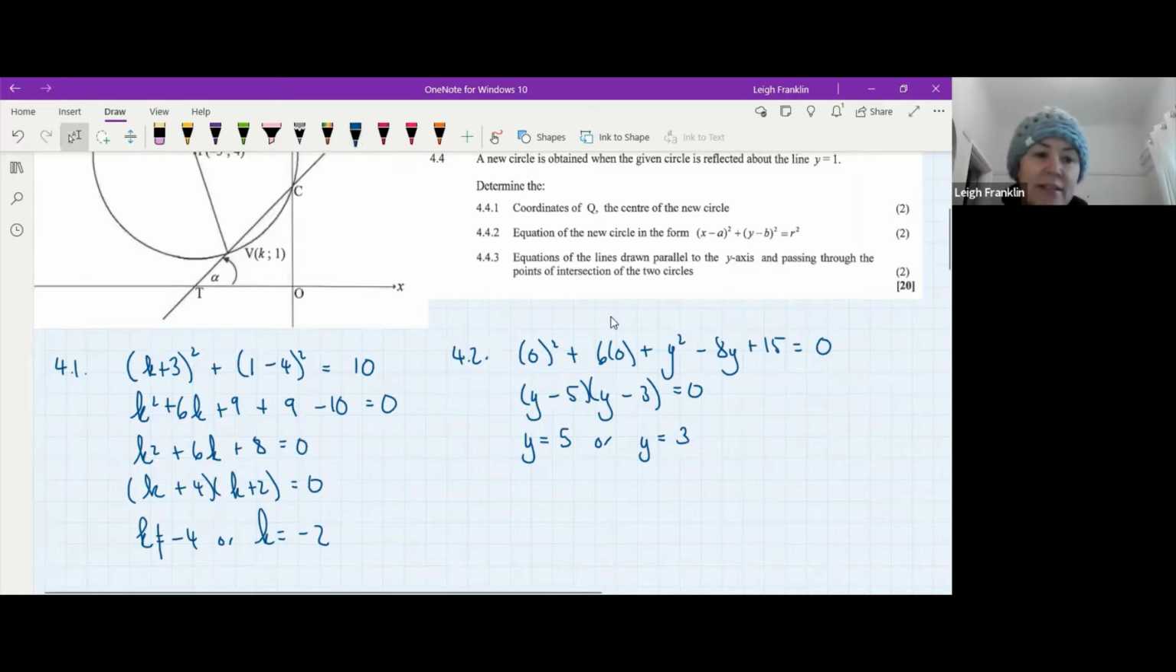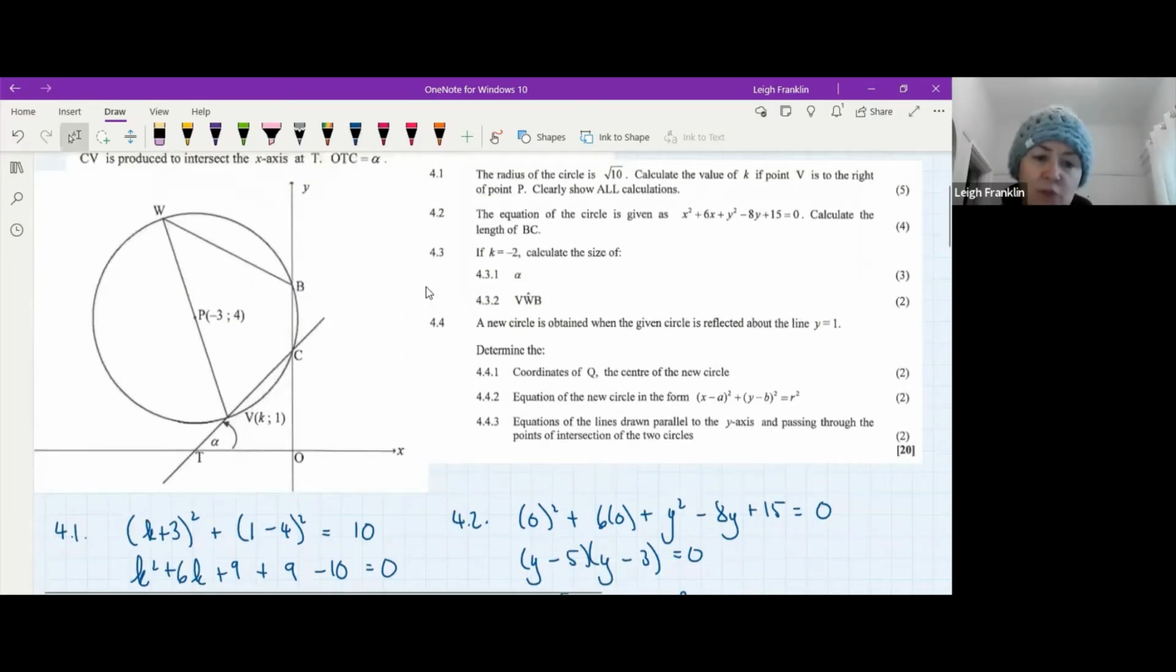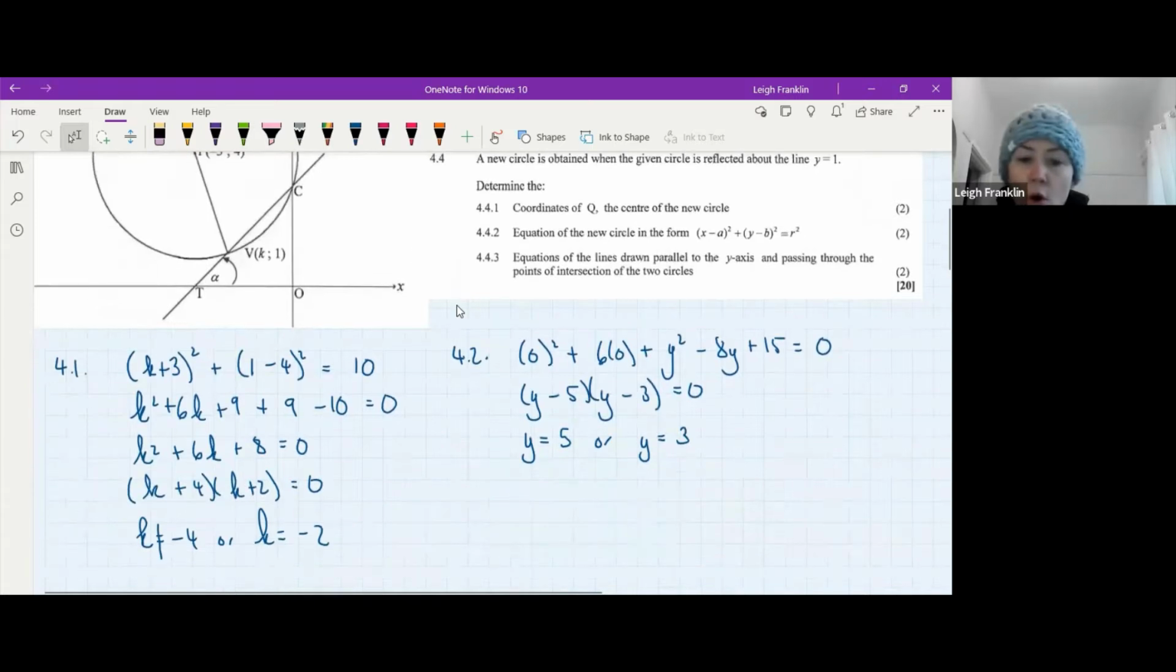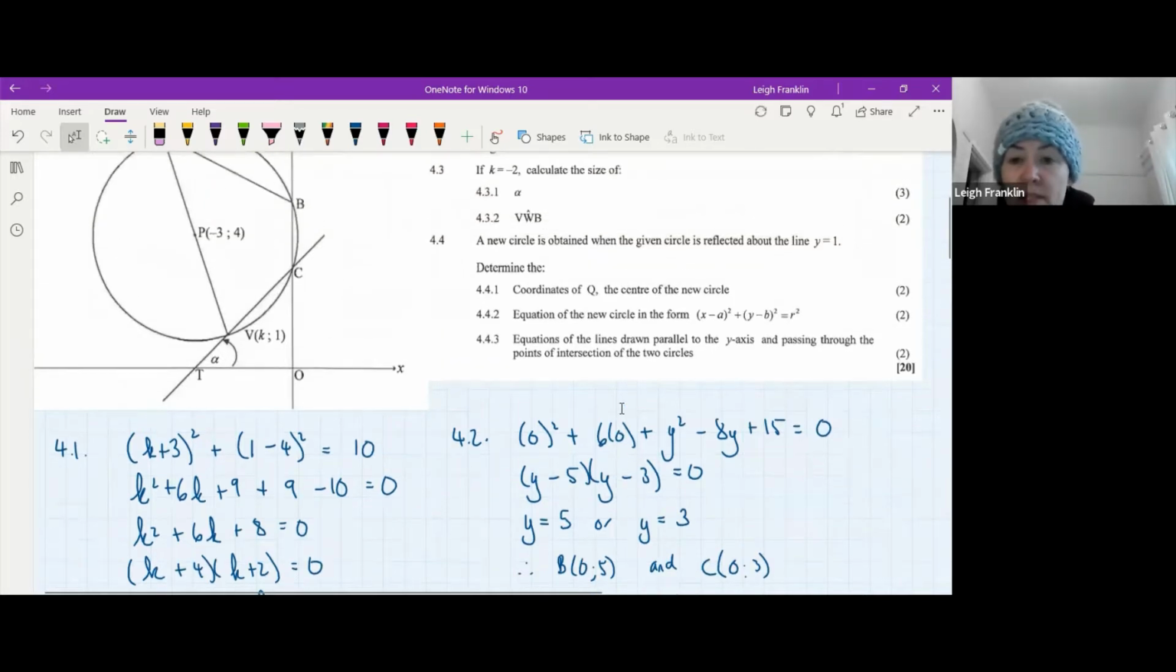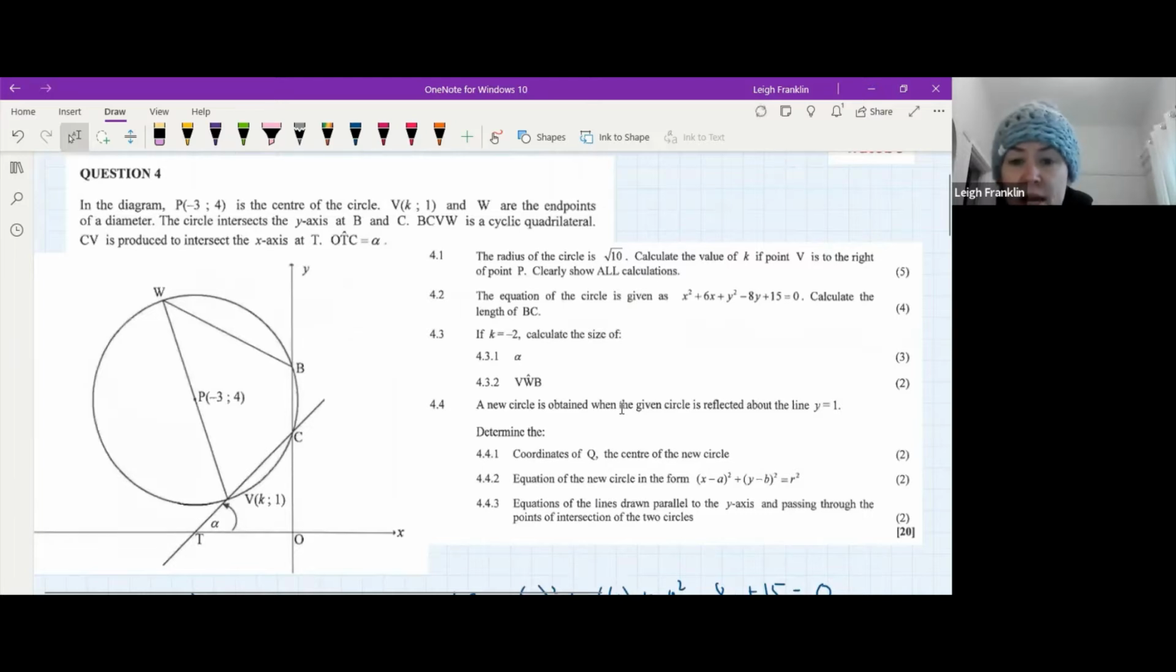That makes sense because if we look at the diagram, 5 and 3 seem like reasonable answers. So therefore the coordinates of B have to be (0, 5), and the coordinates of C have to be (0, 3). So therefore BC is 2 units. Also not a particularly difficult question to have to answer. So we're feeling good about the first 9 marks.